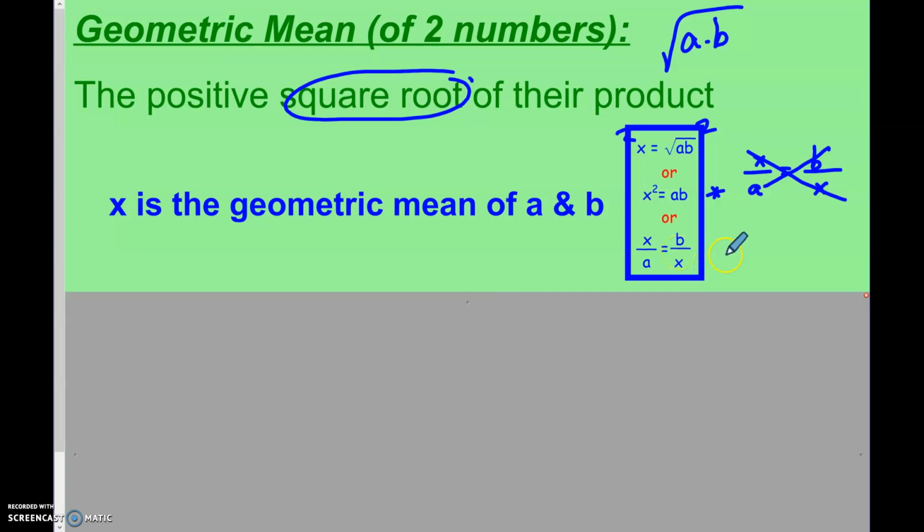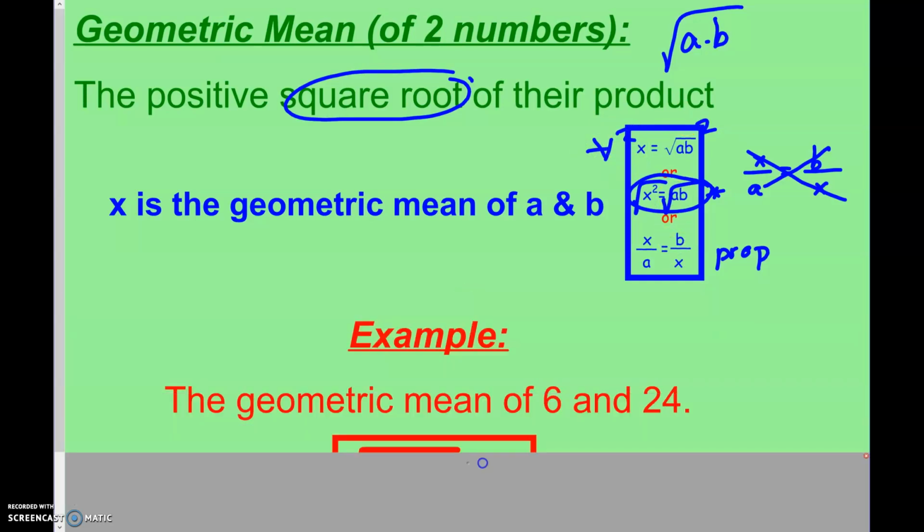So in chapter 8, we set everything up like a proportion, and then we cross multiplied. When we cross multiply, we get to this, and the next step of solving this would be taking the square root of both sides, and that's where we end up with this. So that's how all 3 of these are tied together.